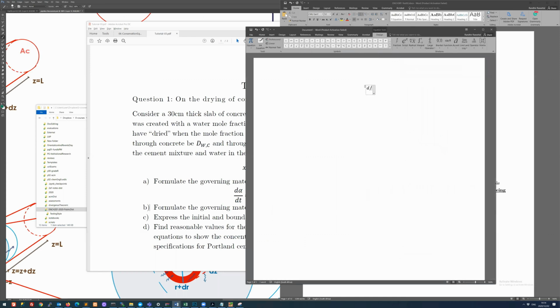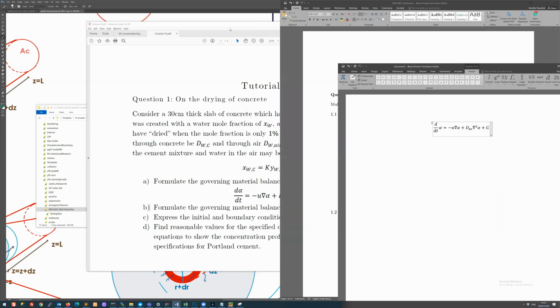So d/dt of alpha equals minus u nabla alpha, and then plus the diffusivity, and I'm going to call that the effective diffusivity of A, and then it's the second derivative, so it's going to be nabla squared of alpha, and then plus possibly some generation term. Right, so that's our generalized balance. Let's have these side by side maybe.